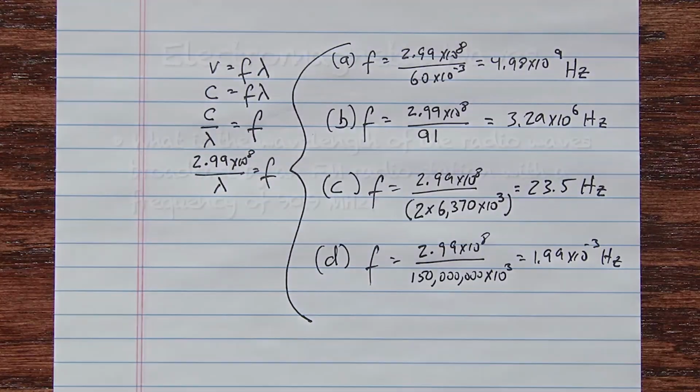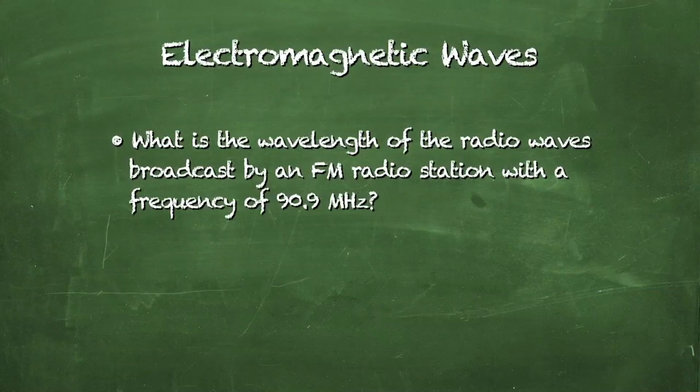Another question asks, what is the wavelength of the radio waves broadcast by an FM radio station with a frequency of 90.9 megahertz? So this time you're given the frequency and you're asked to find the wavelength of the waves.